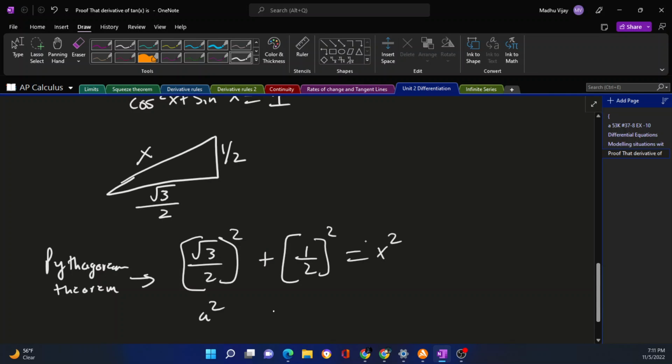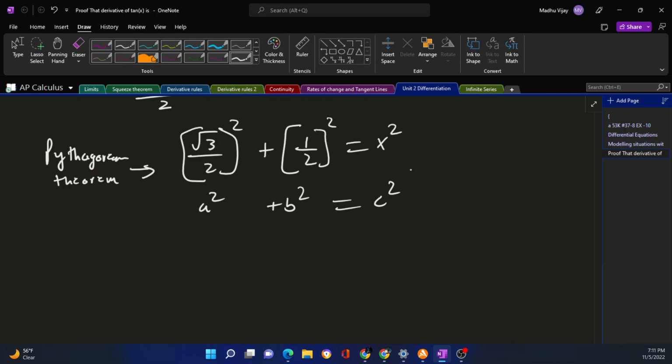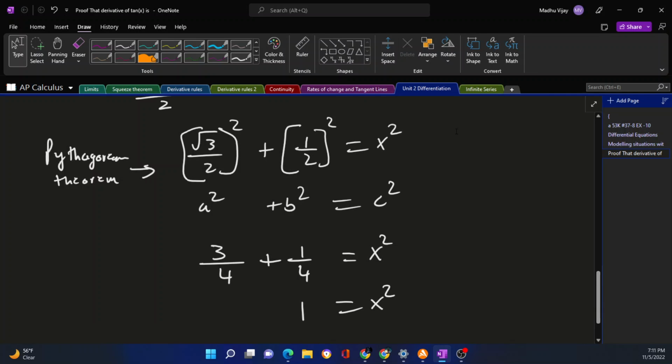This is just a squared plus b squared is equal to c squared. That's the formula we're using. Now the square root of 3 over 2 squared is just 3 over 4. And then the square of 1/2 is just 1 over 4, which is equal to x squared. So we know that 3/4 plus 1/4 is just 1. So 1 is equal to x squared.